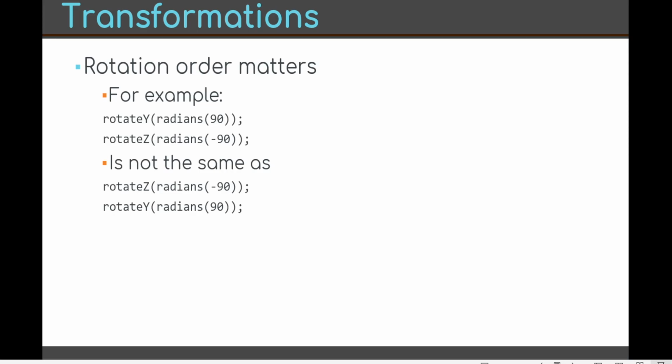And the rotation order matters. If I rotate around the x-axis, then I rotate around the y-axis, we get this. But if I rotate around the y-axis, and then I rotate around the x-axis, we're actually in the opposite position. So the actual order matters here. Unlike scaling and translating, which you could do in any order, they're operations that commute. But rotation does not.